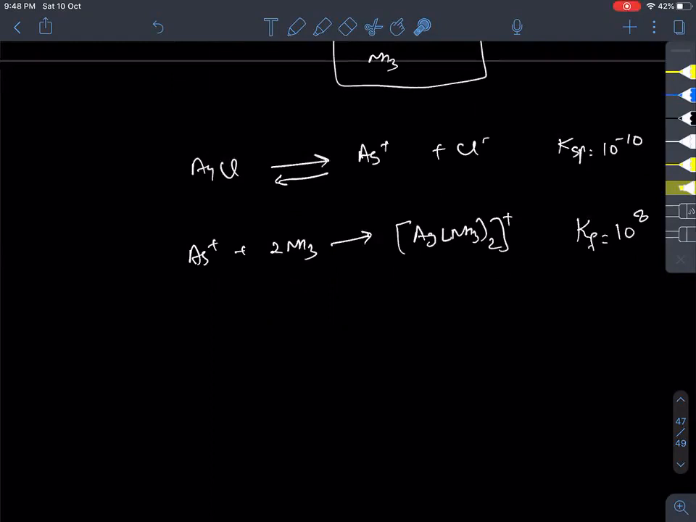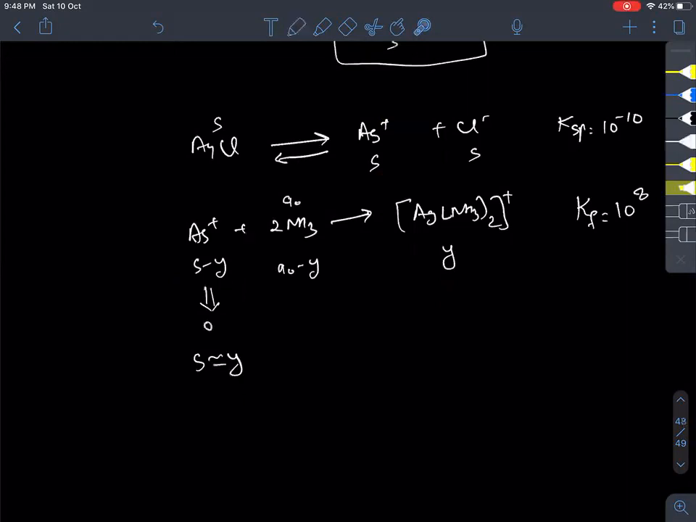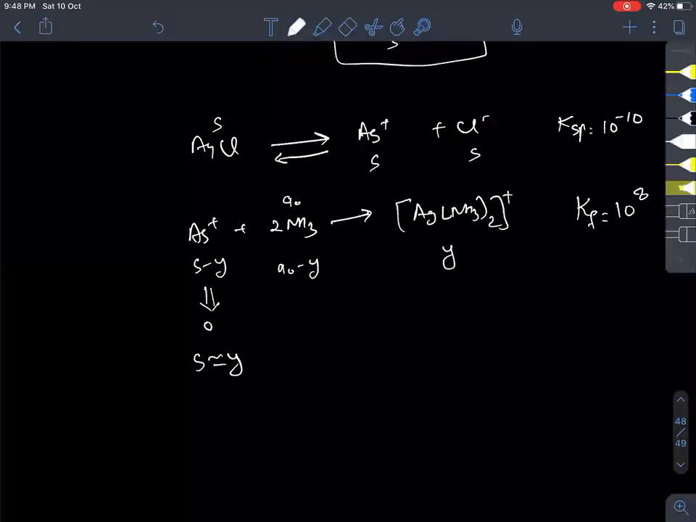So you can do it in this way: suppose the solubility is S, and it will be S and S, then this S minus Y, and suppose I took A naught concentration of ammonia, so A naught minus Y, and this will be Y. Now the good thing is, because Ag plus whatever is generated, almost everything is converted here. Not I'm saying everything, almost. So it will be close to 0. That means S will be approximately Y. So the moment you write, you'll get rid of this Y, because Y will be essentially this S only. So you can replace this by S.